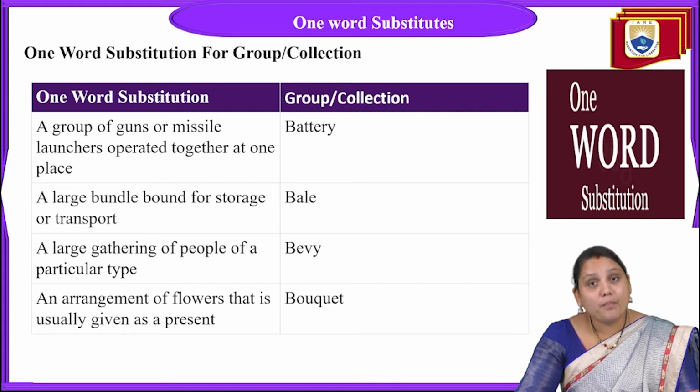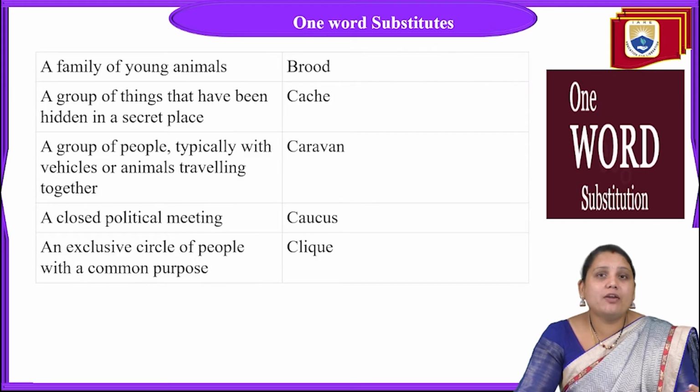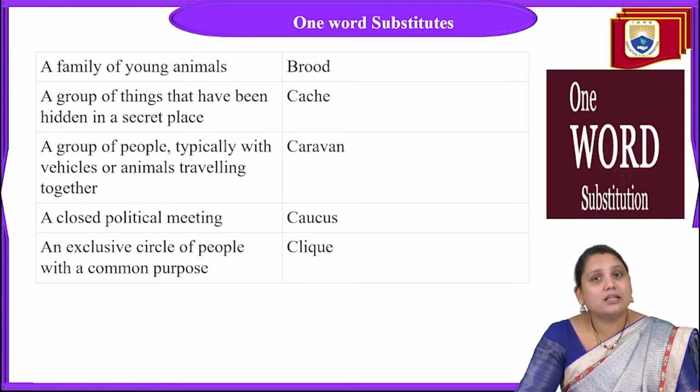Next, bale. Bale. A large bundle bound for storage or transport. Next, bevy. A large gathering of people of a particular type. Next, bouquet, an arrangement of flowers that is usually given as a present. See the beauty, how these phrases can be replaced into one word. Next, a family of young animals can be replaced with brood. Next, catch, a group of things that have been hidden in a secret place.